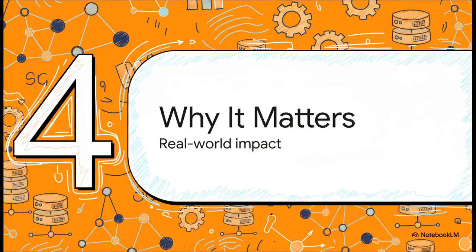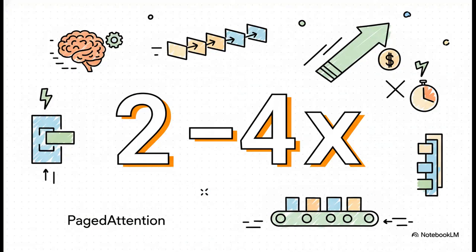So that's the tech. But let's move on to the really important part. Why should you care? How do these clever ideas actually translate into real-world wins for your app, for your users, and yeah, for your budget? Well, here's the headline number. When you put PagedAttention and continuous batching together, you get 2 to 4 times higher throughput than other top-tier serving systems. Just let that sink in. You can handle way more users on the exact same hardware.